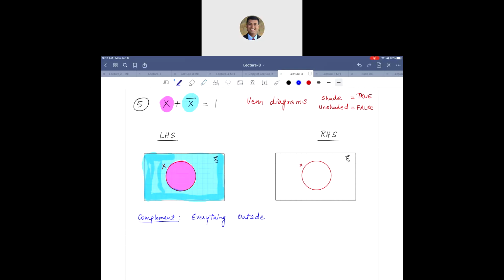Now when you do the union, this plus sign is the symbol of union. What would that be for the left hand side? That would simply be all the region in the pink plus all the region in blue. So that will be the universal set here on the left side. On the right side, you simply have one. What is that? That is everything. So clearly, as you can see, everything that is shaded on the left is everything that is shaded on the right. That's how we can prove this using a Venn diagram.